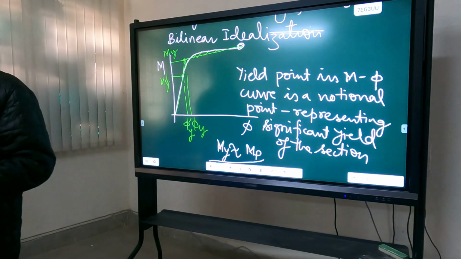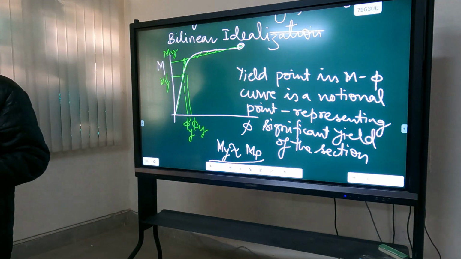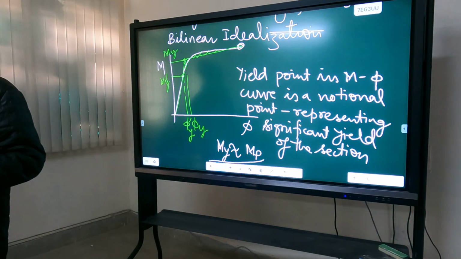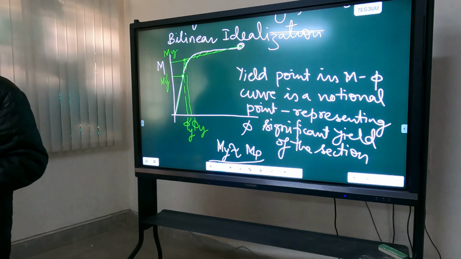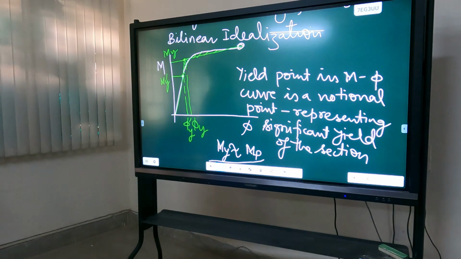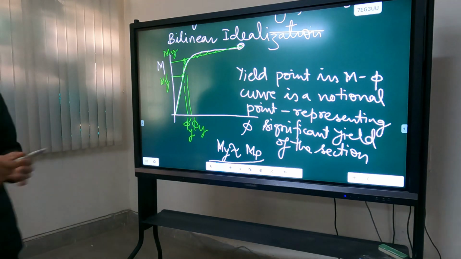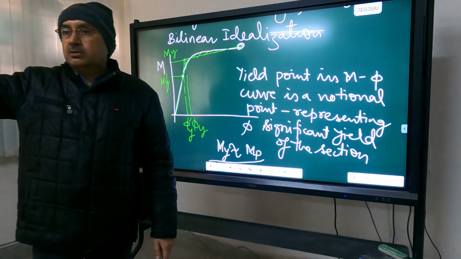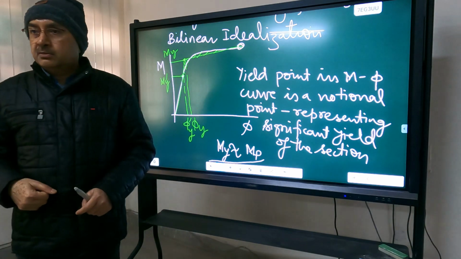Sir, while drawing that bilinearization curve, we are passing that line through My' and phi y' to get My. Here we are doing just geometrical things to get the curves. The actual thing is to get the equal energy from this. From this we will get actual values. And why are we doing this? We are doing this because later on we have to use this curve.